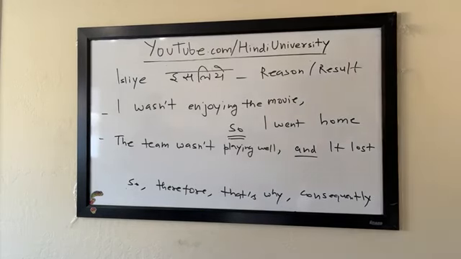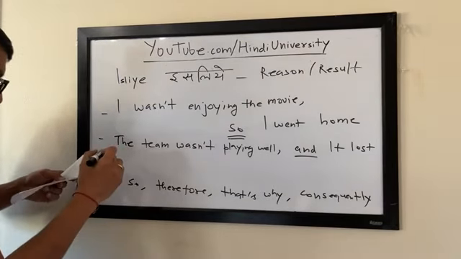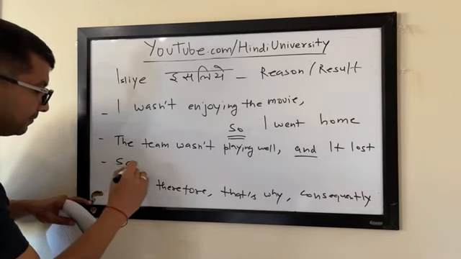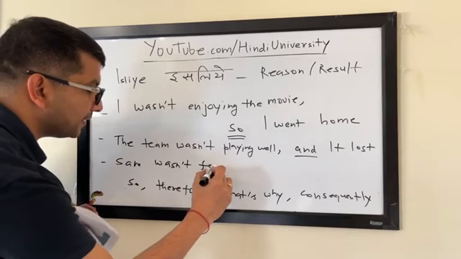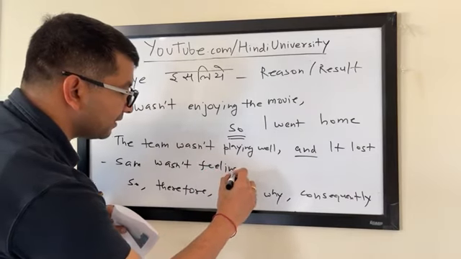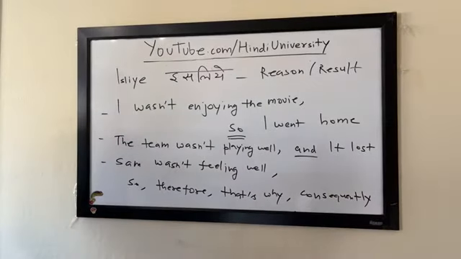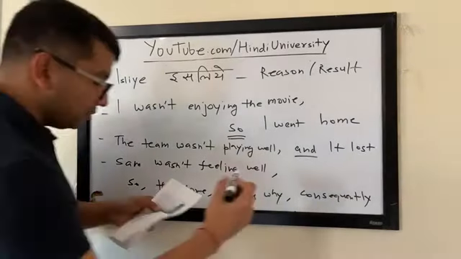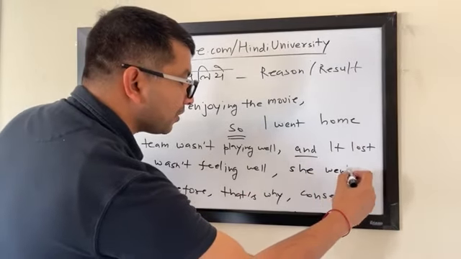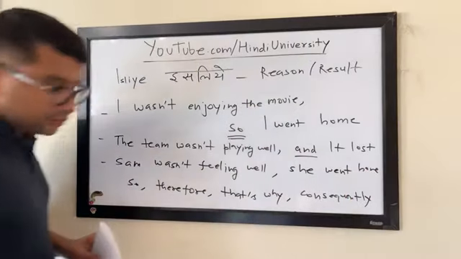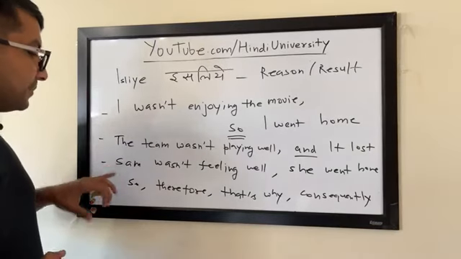Okay, so let's look at Sam wasn't feeling well. Sam wasn't feeling well, and therefore, or that's why, or consequently, or so, she went home or to the hospital. So you see that there are two sentences essentially in the three examples that we covered.